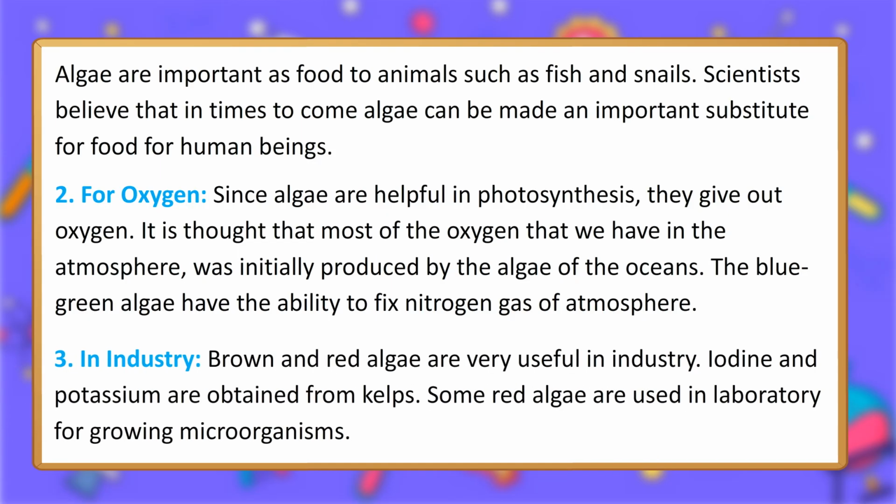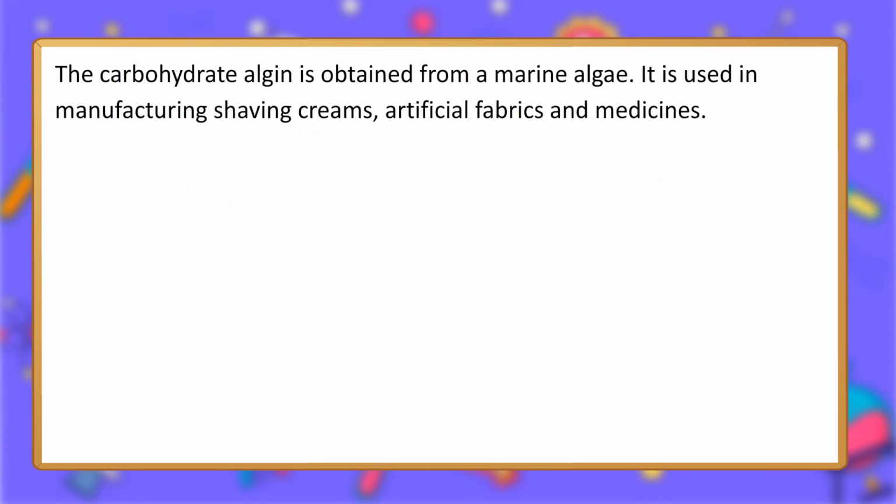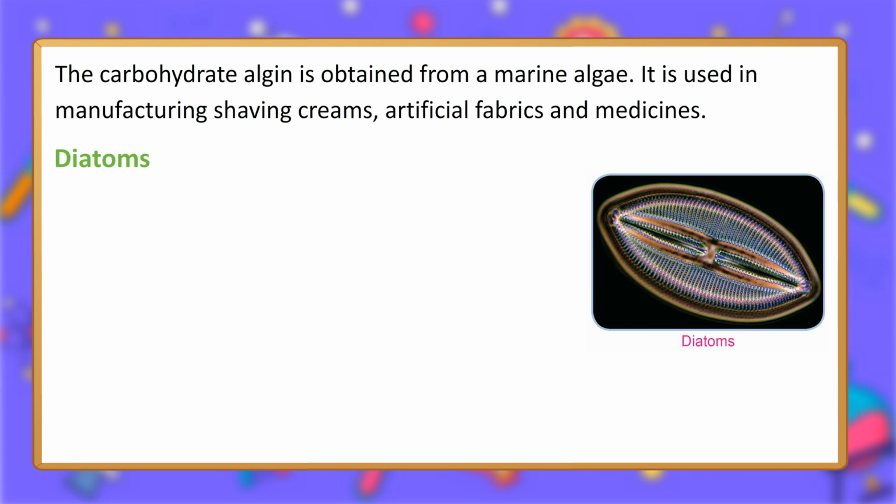3. In industry, brown and red algae are very useful. Iodine and potassium are obtained from kelps. Some red algae are used in laboratory for growing microorganisms. The carbohydrate algin is obtained from a marine algae. It is used in manufacturing shaving creams, artificial fabrics and medicines.